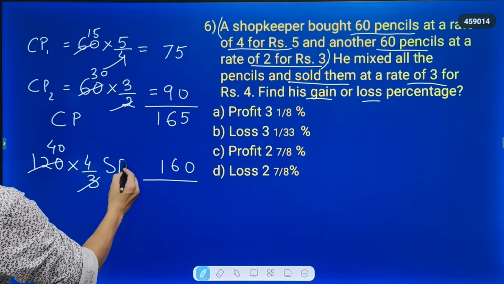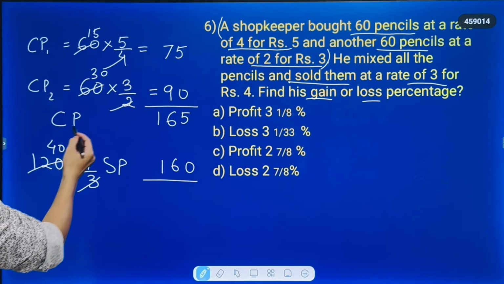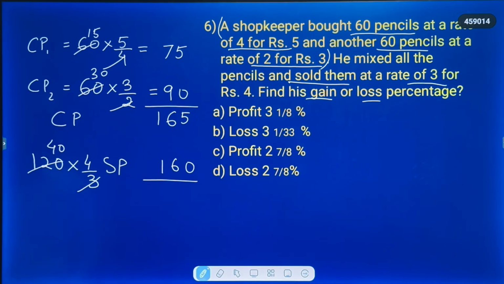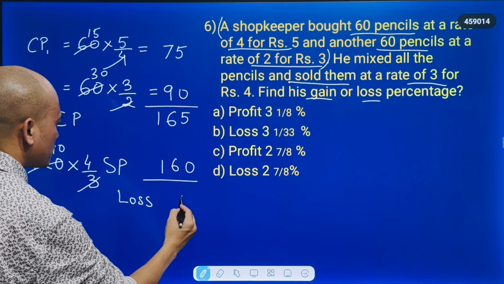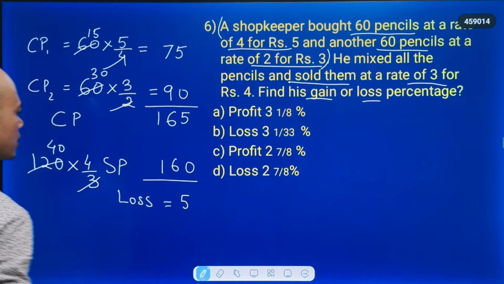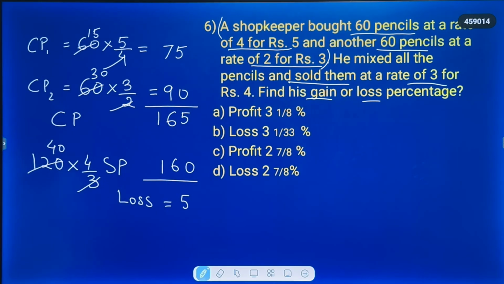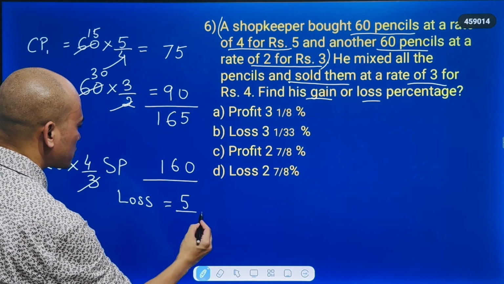This is the SP. You can clearly see here CP is bigger than SP, so definitely CP minus SP will be loss. That is 5 rupees will be the loss. Now we want to find the loss percent. Profit or loss is always upon cost price, so loss by CP.